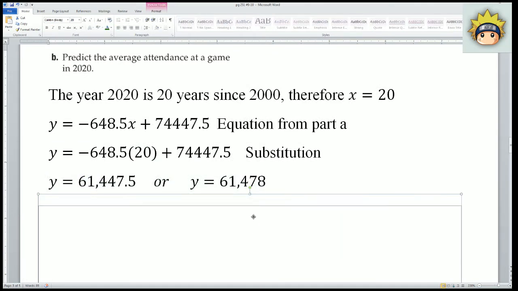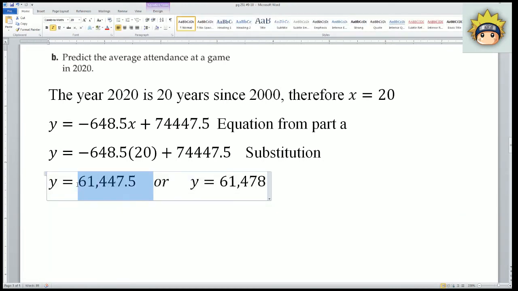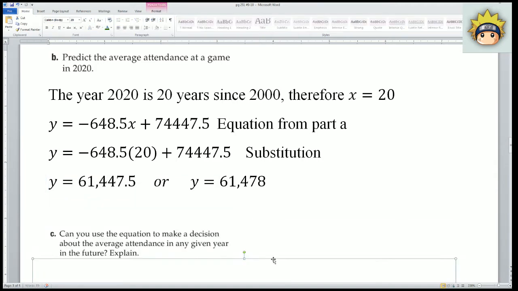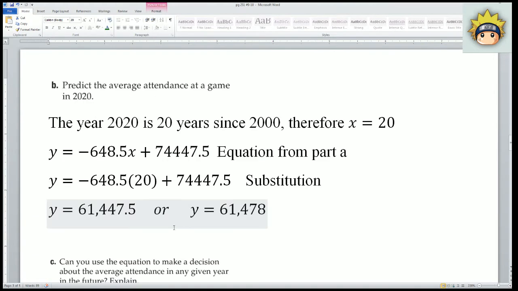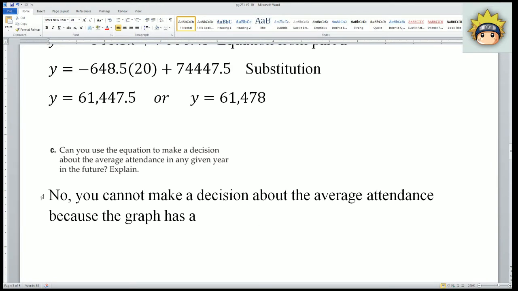61,447.5, or you can round to 61,478, because again, you need to round because there's no such thing as 0.5 of an attendance. Okay, you either attend or you don't attend. There's no 0.5. Next, it says, can you use this equation to make a decision about the average attendance in any given year? Could we do that? The answer is no.